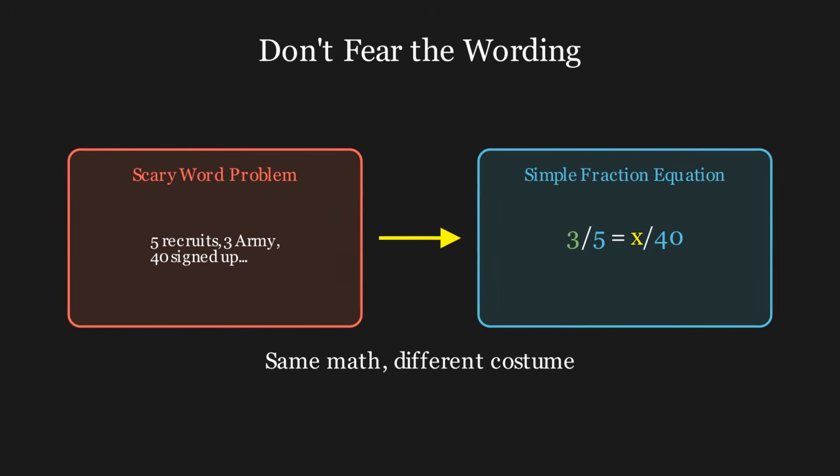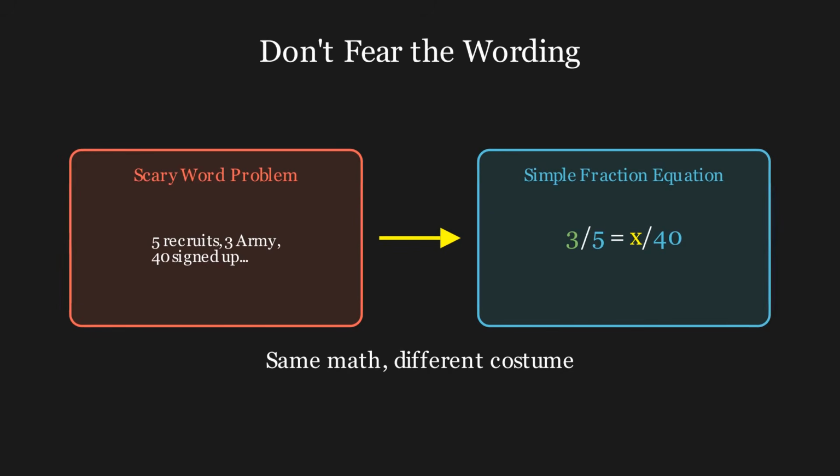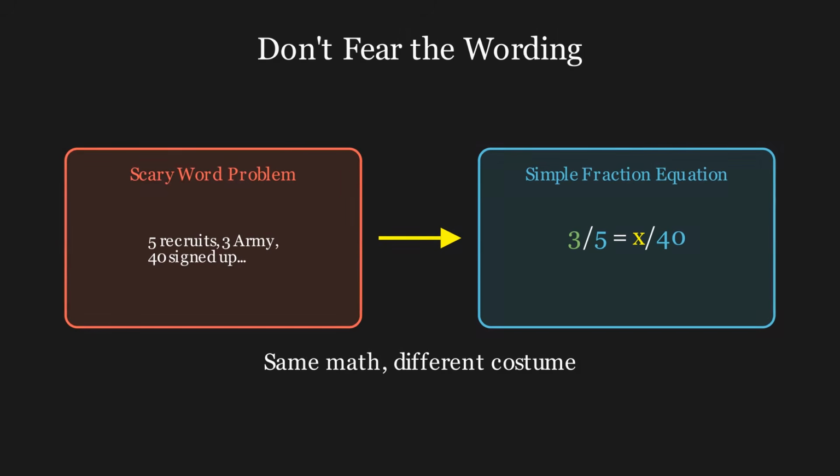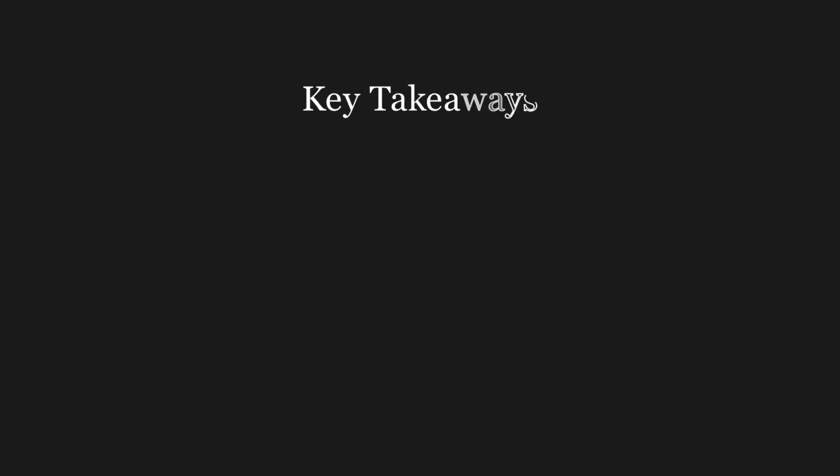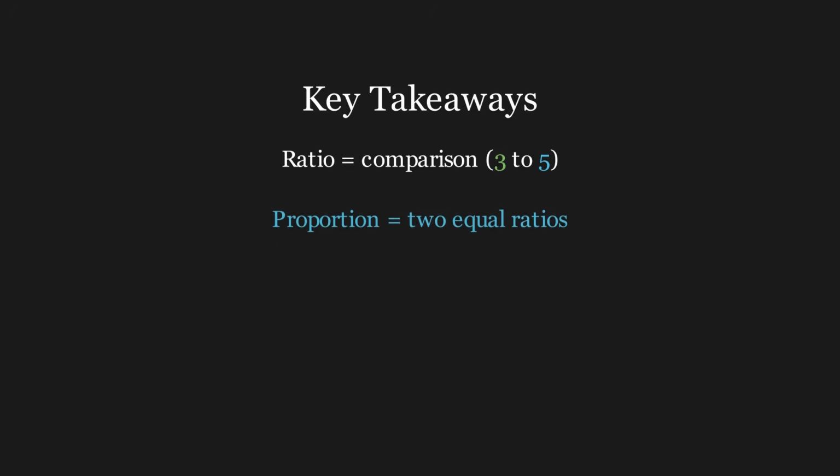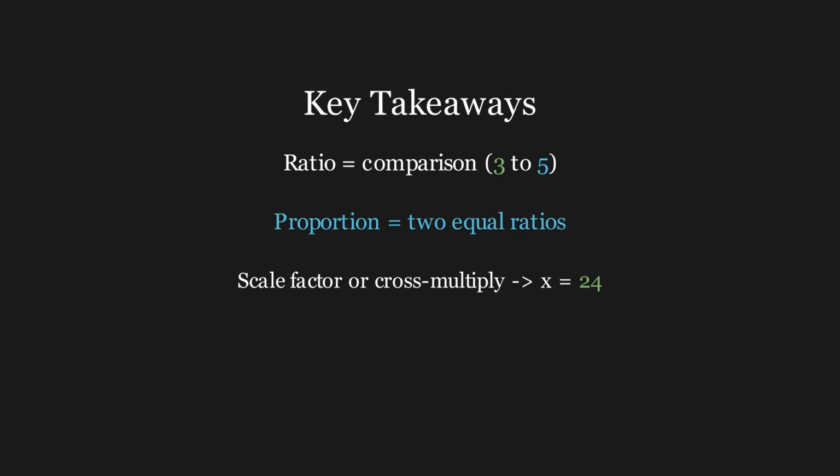So here's the one thing to remember. Whenever a problem gives you a rate, or a comparison, and then asks, what if the numbers got bigger? Write it as 2 equal fractions, and either spot the scale factor or cross-multiply. Same recipe, just a bigger batch.